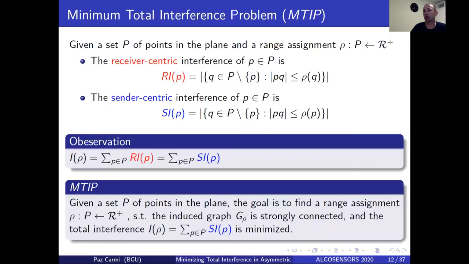So we can say the problem is, given a set P of points in the plane, the goal is to find a range assignment rho to the set of points such that the induced graph G rho is strongly connected and the total interference, which is the sum of all the sender interference of P, is minimized.